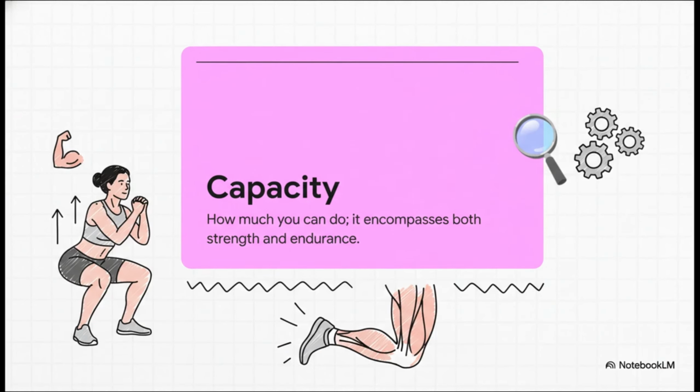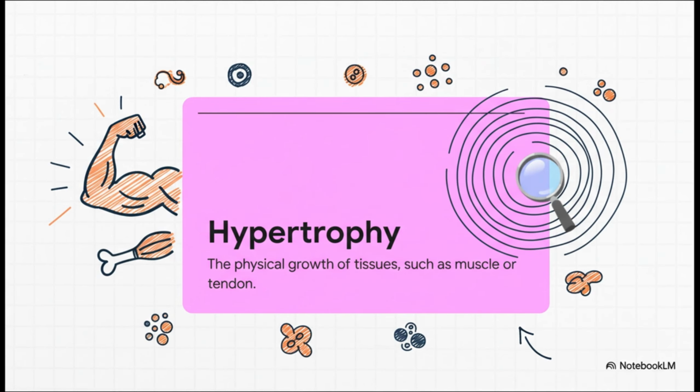Simple as that. Capacity, though, that's a broader idea. It's not just about that one maximal effort. It's about how much work you can actually do over a period of time. Think of it like strength plus endurance. It's the difference between a 1 rep max squat and how many bodyweight squats you can do before you're gassed. And then we have hypertrophy. Now this is the actual physical growth of the muscle or the tendon tissue. It's a true biological adaptation to stress, a real change in the tissue itself.